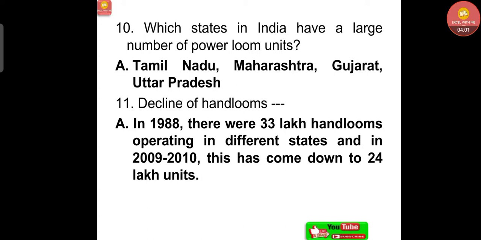Which states in India have a large number of powerloom units? They are Tamil Nadu, Maharashtra, Gujarat, Uttar Pradesh. Even Andhra Pradesh has also many, but larger numbers are in these states. Decline of handlooms. In 1988, there were 33 lakh handlooms operating in different states, and in 2009-10 this has come down to 24 lakh units.